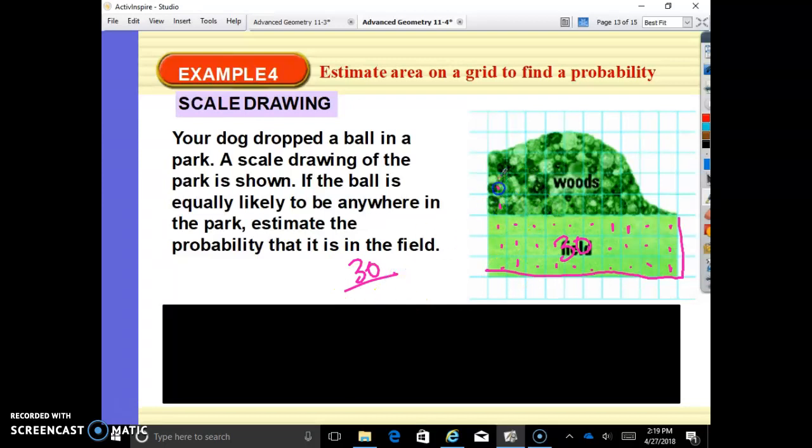30, 31, 32, and so on up to 56, 57, 58, 58-ish. So 30 out of 58, 30 divided by 58-ish is going to give me 0.517, which is approximately 52%.